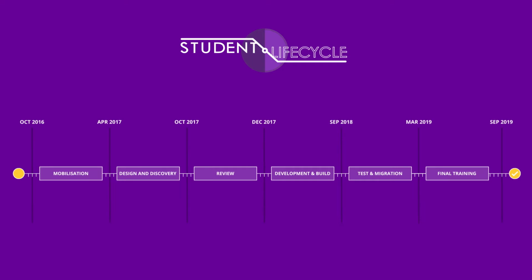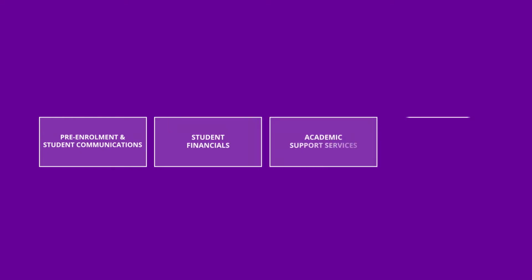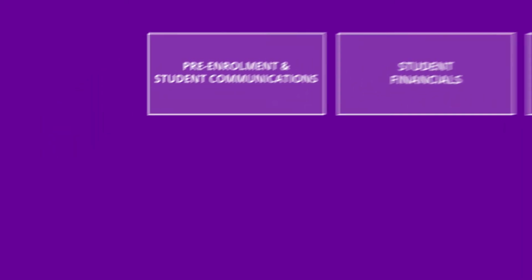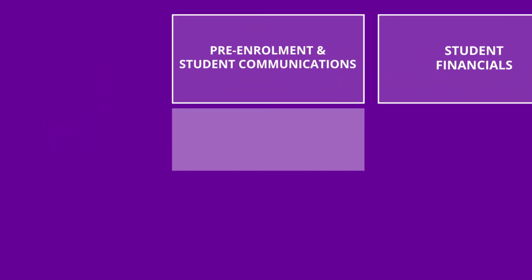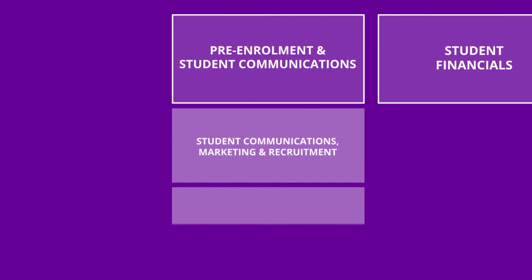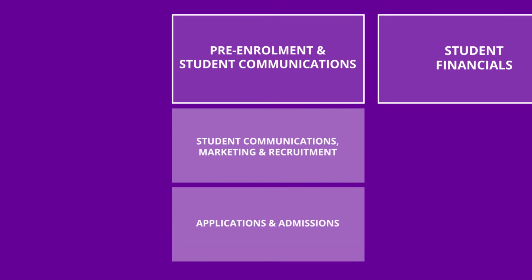There are 4 main activity areas of the student lifecycle: pre-enrollment and student communications, student financials, academic support services, and campus life. Each business activity area can be divided into separate work streams. For pre-enrollment and student communications, these are student communications, marketing and recruitment, and applications and admissions.